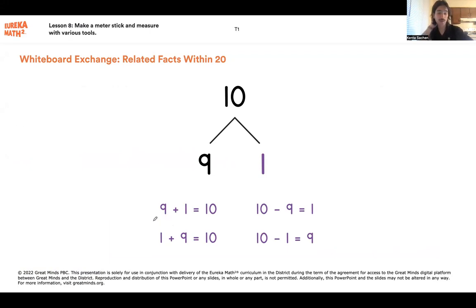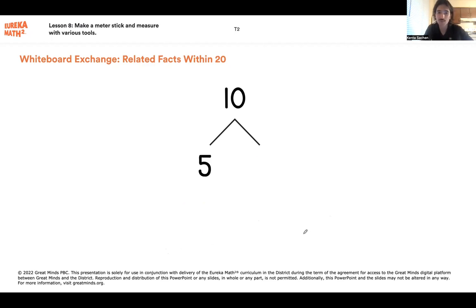9 plus 1 equals 10. 10 minus 9 equals 1. 1 plus 9 equals 10. And 10 minus 1 equals 9. Good work, second grade. Thank you for all your participation. Love hearing your voices this afternoon.